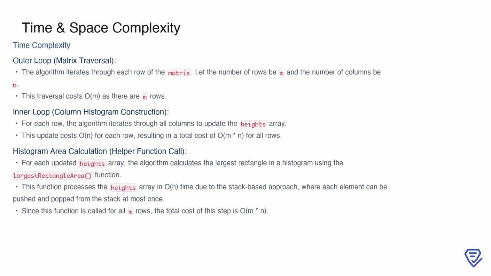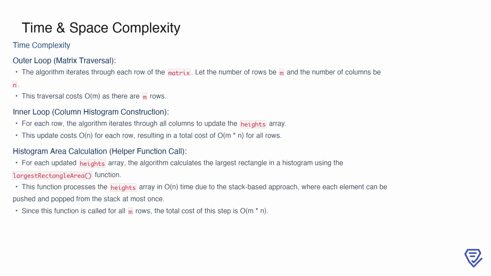To analyze the time complexity, we start with the outer loop, which traverses through each row in the matrix. If the matrix has m rows and n columns, this traversal will take m time since we are iterating over all the rows. Within each row, there is an inner loop where we update the heights array. This involves processing all the columns, taking n time for a single row. When we consider all rows, this step contributes a total of m*n complexity.